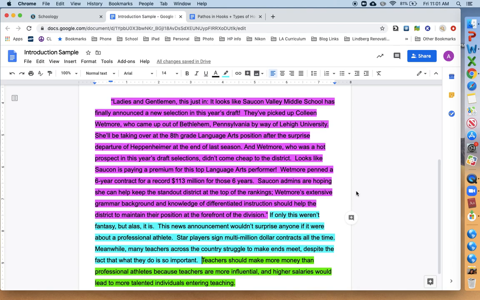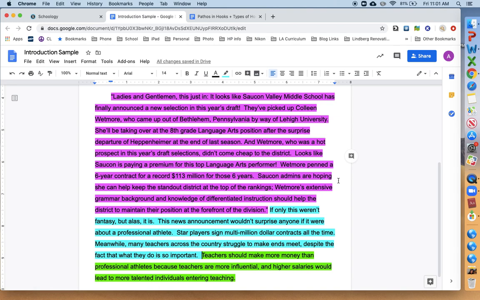Wetmore penned a 6-year contract for a record $113 million for those 6 years. Saucon and Minns are hoping she can help keep the standout district at the top of the rankings. Wetmore's extensive grammar background and knowledge of differentiated instruction should help the district to maintain their position at the forefront of the division. That's all in quotes. If only this weren't fantasy, but alas, it is. This news announcement wouldn't surprise anyone if it were about a professional athlete.